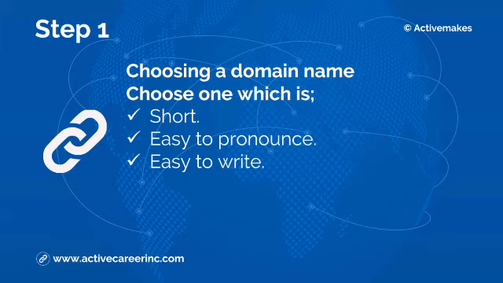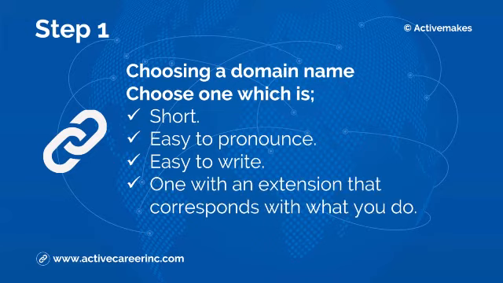Lastly, on the tips of how to choose a great domain name, choose one with an extension that corresponds with what you do. If you are a company, you should choose .com. If you are an organization, maybe profit or non-profit organization, you should choose .org. If you are a church, choose .org. Do not choose .com because you are not a company, a profit-making company. And then if you are a school, choose .edu or choose .ac. Do not choose .com. You see that? So you should choose a domain with an extension that matches with what you do.